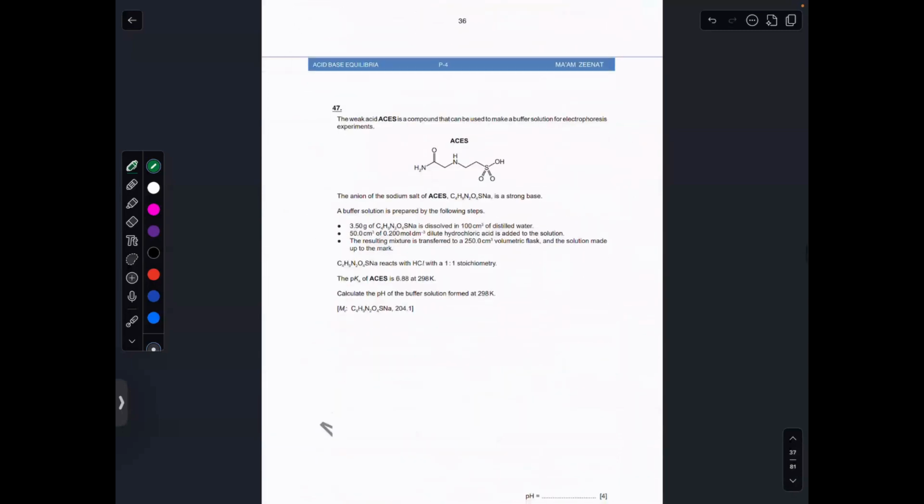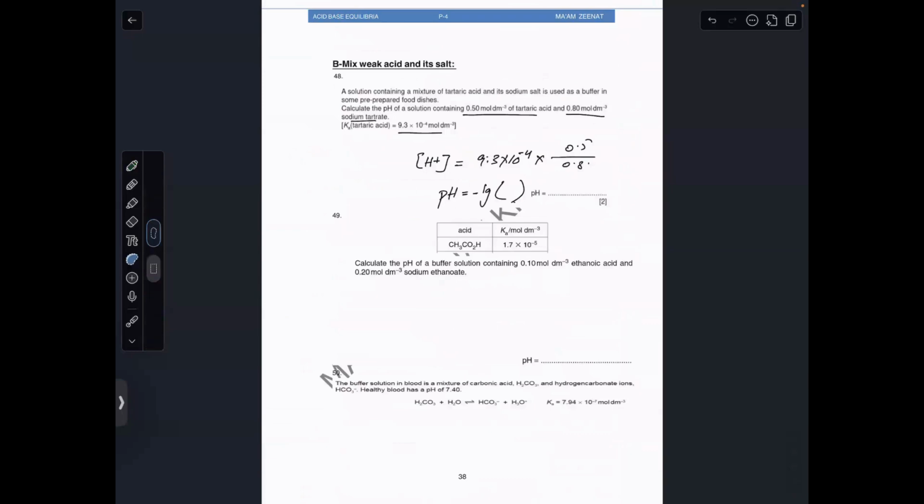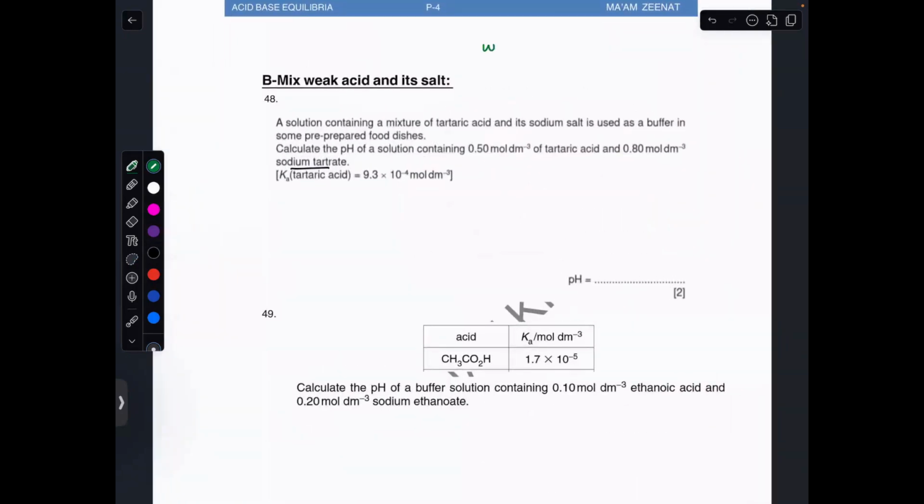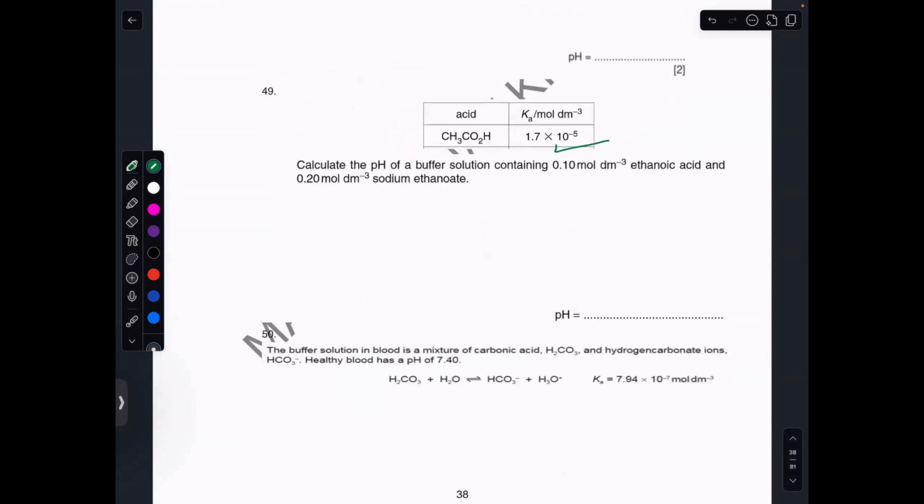I'm switching to this type of question. Look, I did this in the previous lecture. In this, the weak acid is mixed with salt directly. They are much easier. You have acid, you have salt, you have Ka. Put it in the formula, same. Ka, you have weak acid, you have salt. So H plus is equal to Ka into weak acid over salt, and take the negative log.